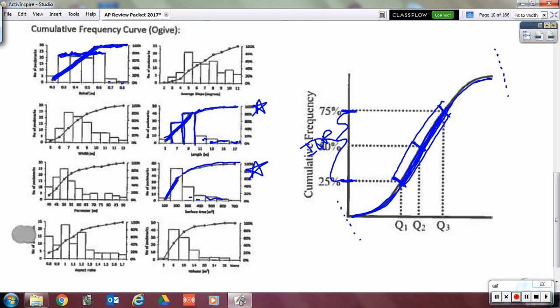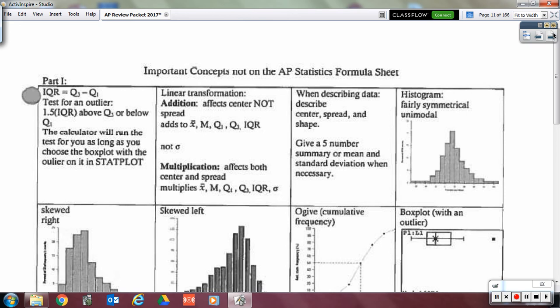Okay, moving on. This page here is really just a page I had found that I thought was a good summary of concepts. I'm not going to go over it with you. I've gone over a lot of those already.